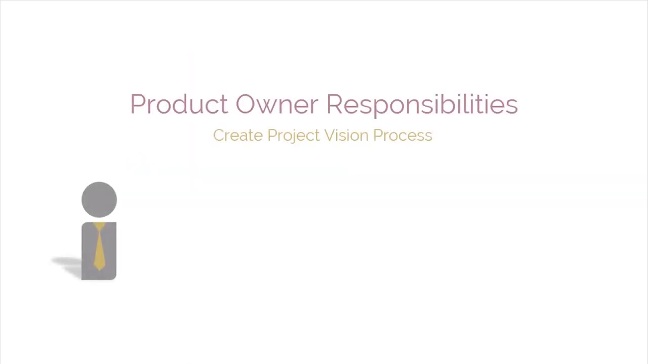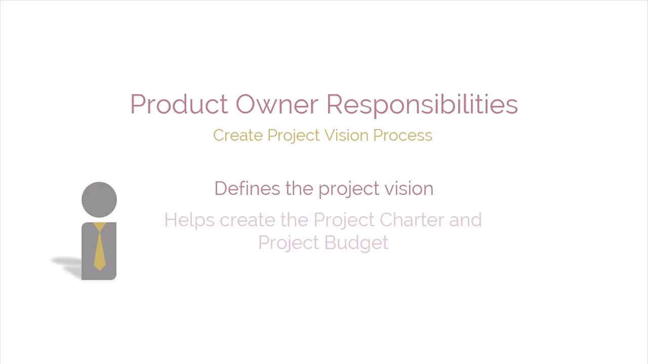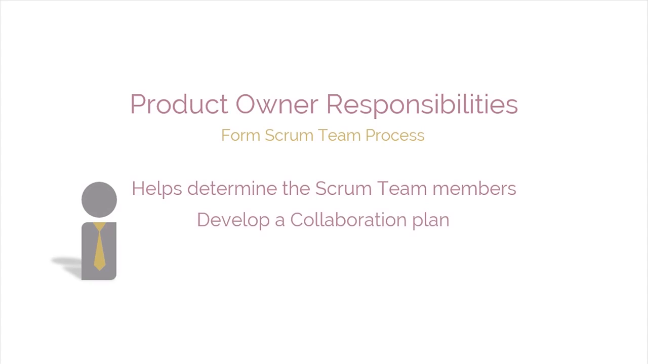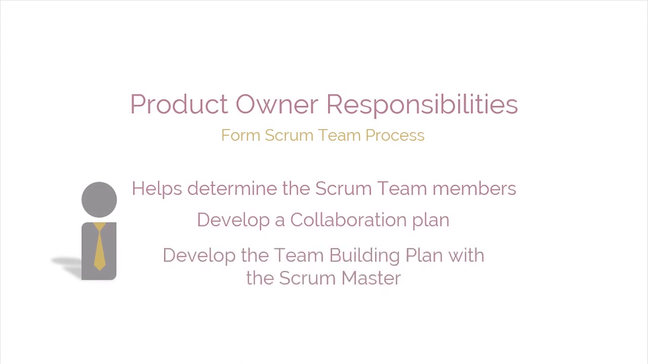The responsibilities of the Product Owner are numerous and varied, depending on which process is being conducted at the time. For example, during the Create Project Vision process, the Product Owner defines the project vision and helps create the project charter and project budget. During the Form Scrum Team process, the Product Owner helps determine the Scrum Team members, develop a collaboration plan, and develop the team building plan with the Scrum Master.